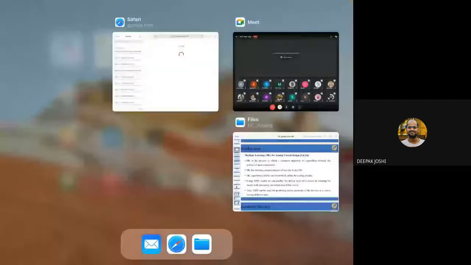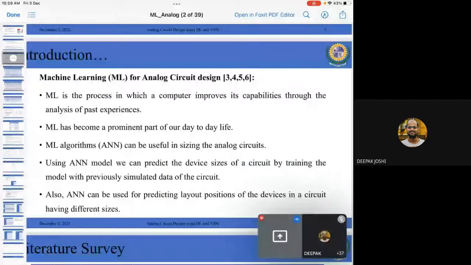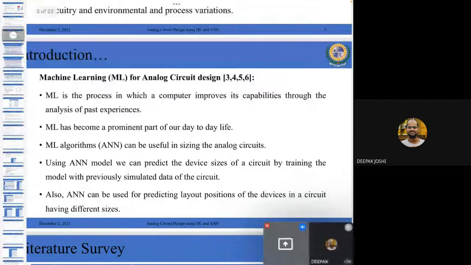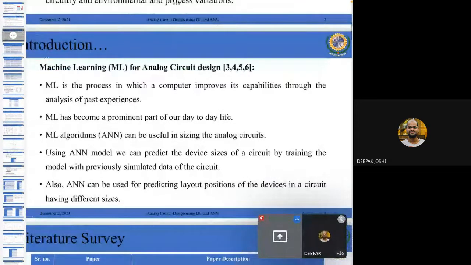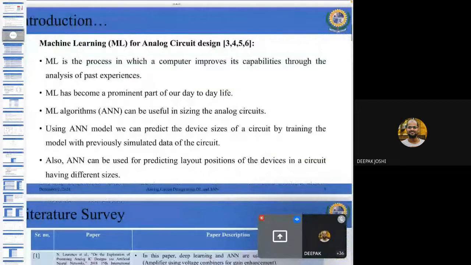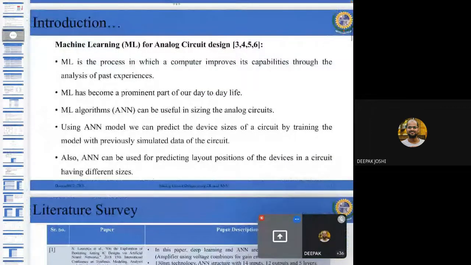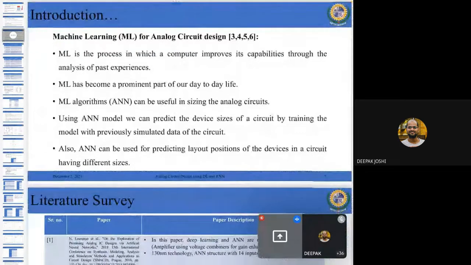And let's start with some of the results and some of the papers which are already there in the machine learning area, where some researchers have used machine learning and successfully got good results in the design of analog circuits. Okay, so let's start with this.